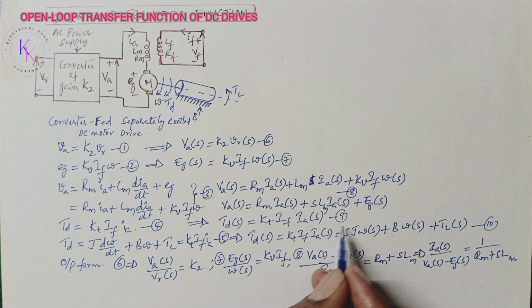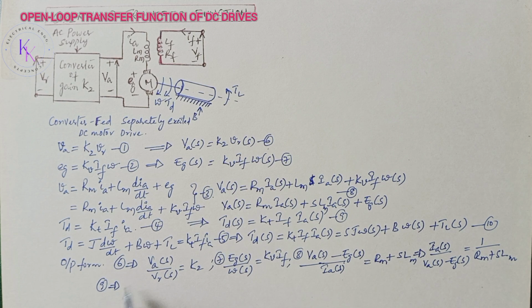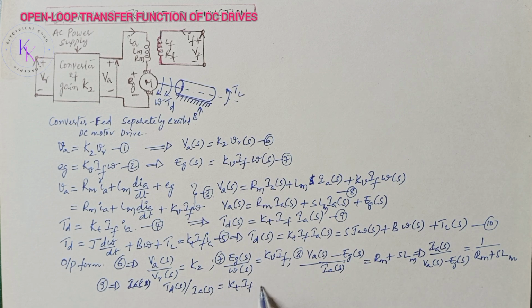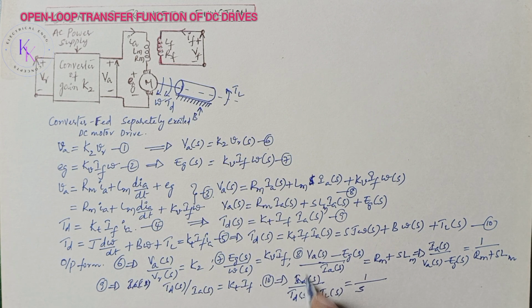Now equation number 9 we can write as TD of S divided by IA of S equals KT IF. Equation number 10 we can write as omega of S divided by TD of S minus TL of S equals 1 by S J plus B.